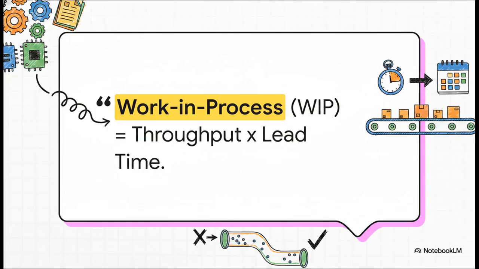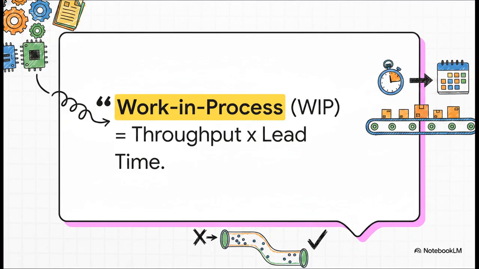And then there's Little's Law, a fundamental mathematical certainty in lean management. Little's Law states that work in process, or WIP, equals throughput multiplied by lead time. What this means in real practical terms is that if you want to reduce your overall lead time, you can't just yell at people to work faster. You have to put a strict cap on your work in process.